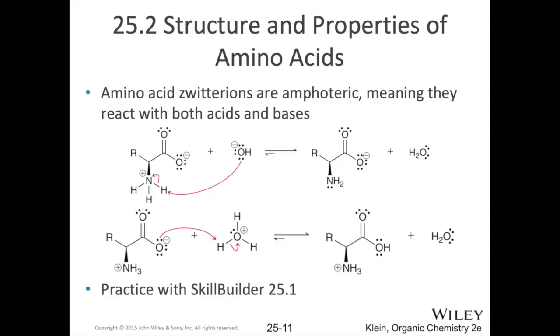Okay, so the thing with a zwitterion is that it's amphoteric. It can act as either an acid or a base because you have two parts of that molecule that are respectively acidic or basic, right? Your ammonium ion can act as an acid by donating that proton if there's a base present. Now if you have an acid present, the carboxylate group can act as a base, picking up that proton, giving you the neutral carboxylic acid. Notice over here when your ammonium ion acts as an acid, you get the neutral amine as well.